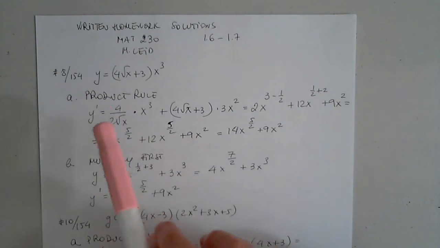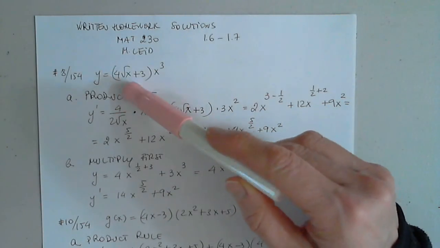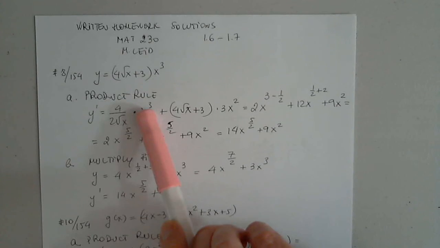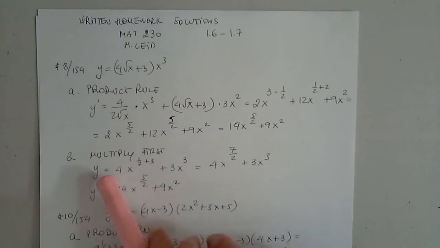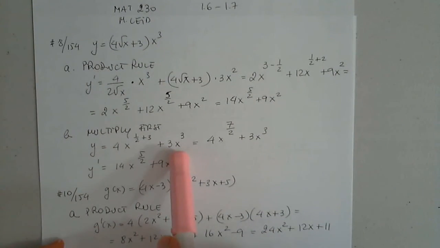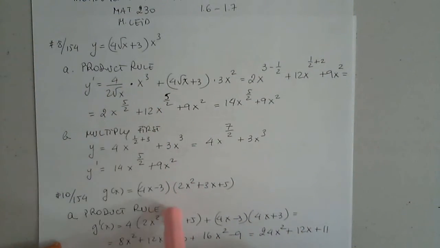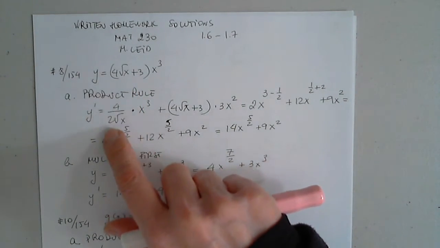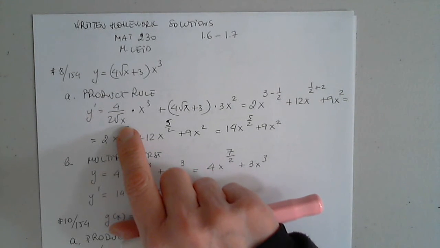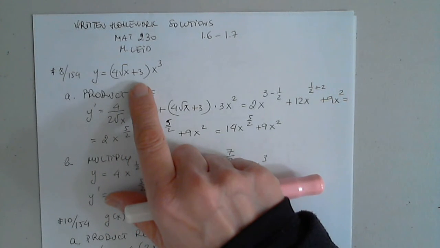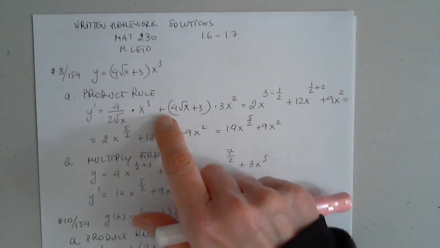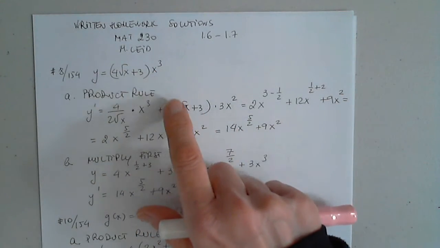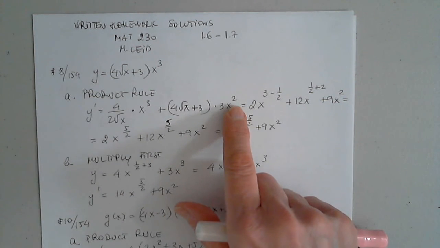Question 8 was asking us to differentiate the function in two different ways. One as a product, using the product rule, and the other one to multiply, expand first before differentiating. So the first function prime, 4 times 1 over 2 the square root of x, 3 prime is 0, times the second function, plus the first function times the second function prime, bring down 3x squared.